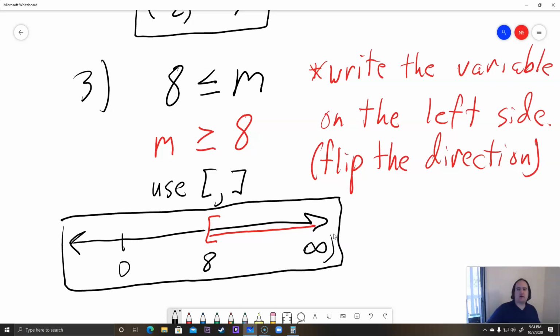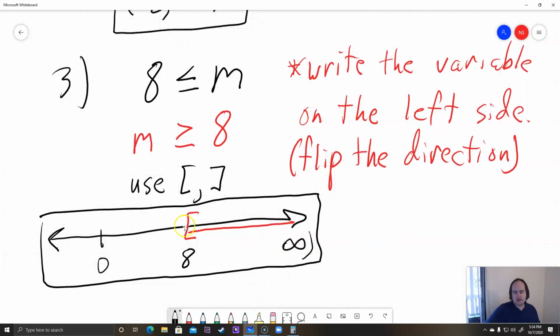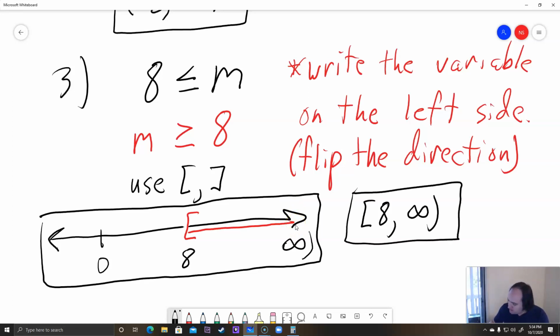Alright, and then for our interval notation, the left side is a bracket at 8. And then the right side of our graph, we can see goes to infinity with parentheses. So it's bracket 8, comma, infinity parentheses. Alright? So that one was a little bit tricky.